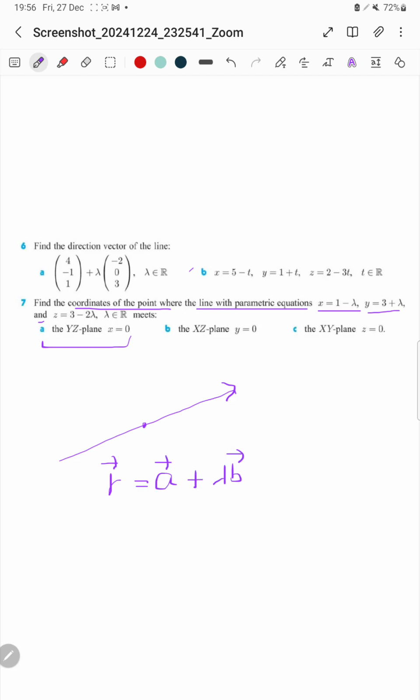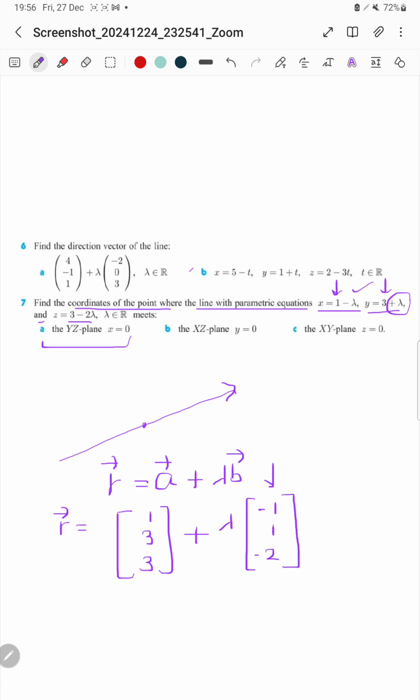And if I substitute the values given to us, I can write r equals 1, 3 and 3. How did I get these numbers? From the first values written in the x, y and z expressions in these equations, without lambda. Those 3 values form a point on the line, and then plus lambda, and then I have -1 from the x, and here it is plus lambda, so lambda is outside, inside will be 1, and then -2 here. So basically this is my line, these are the direction vectors of the line, and this is one of the points. Now they are saying that the line is meeting the yz plane.